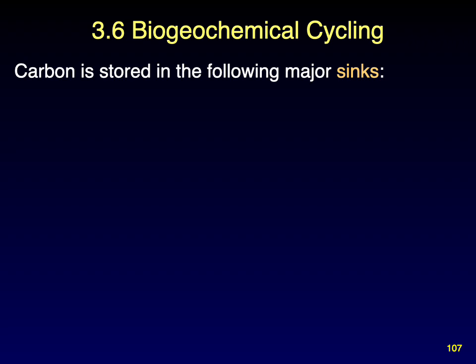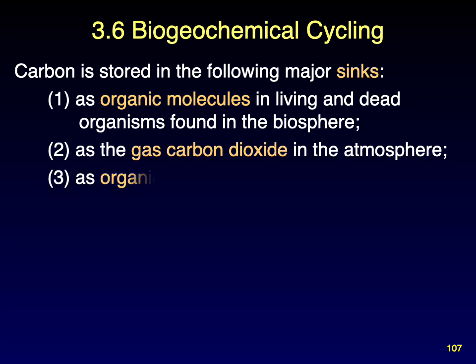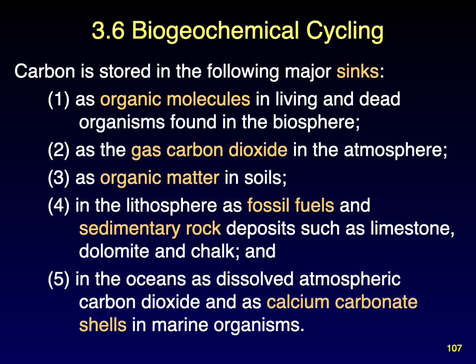So let's review once again where carbon is found, these major sinks. It's found as organic molecules in living and dead organisms found in the biosphere. It's found as carbon dioxide gas in the atmosphere. There's a large store of organic matter in the soils, and much of that organic matter is composed of carbon. And carbon is found in the lithosphere as fossil fuels and sedimentary rock. Examples of sedimentary rock include limestone, dolomite, and chalk. And then finally, we have a large store of carbon in the oceans, either as dissolved atmospheric carbon dioxide gas, or the carbon has been incorporated into the shells of marine organisms. These are calcium carbonate shells.